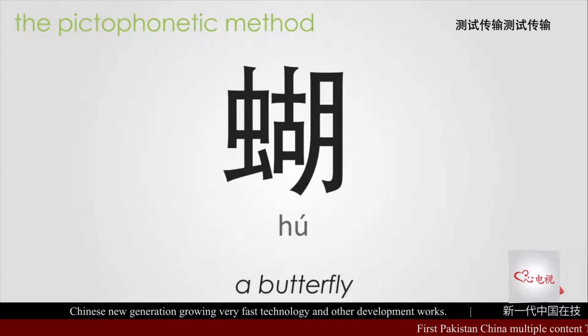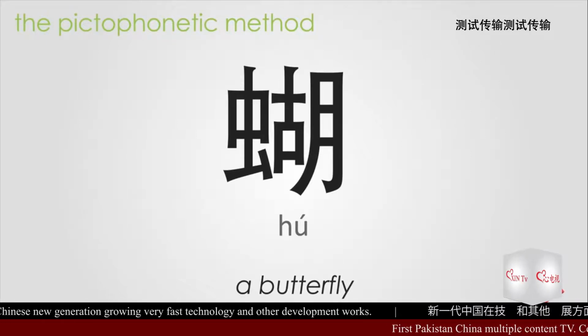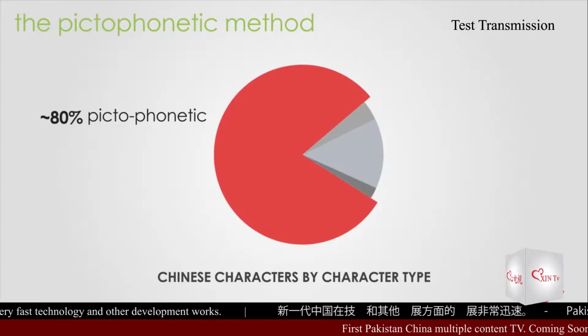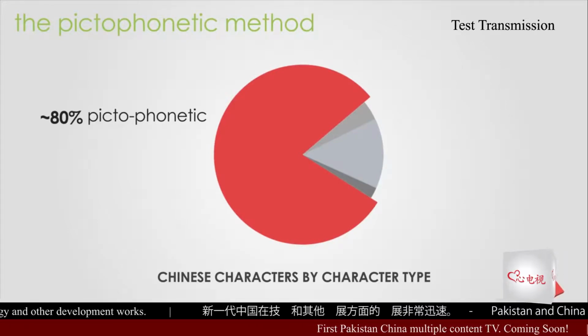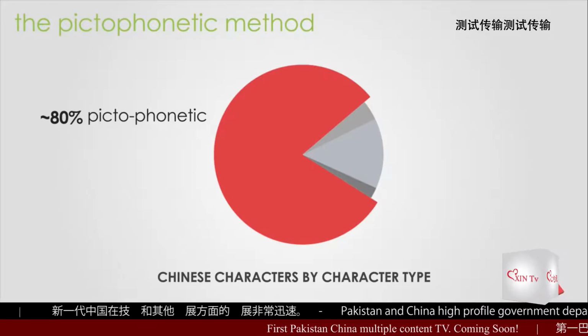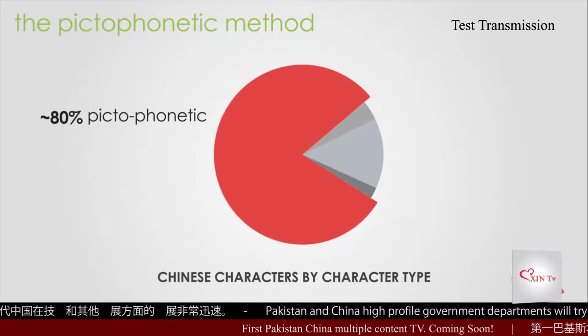This method has been used to create thousands of characters, and in fact, around 80% of modern Chinese characters have been created this way. Understanding the pictophonetic method is key to understanding modern Chinese characters. However, there are a couple of gotchas.